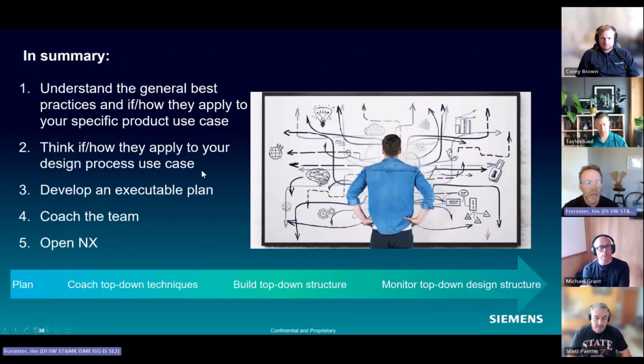So in summary, understand the general best practices and how they apply to your specific product use case. Think about how they apply to your design process use case. Develop an executable plan. Coach the team. Then and only then open NX.